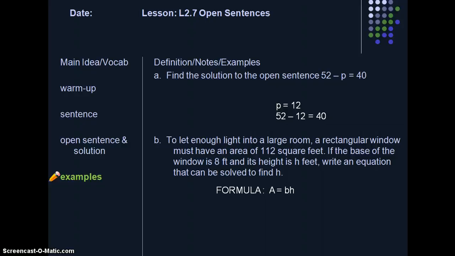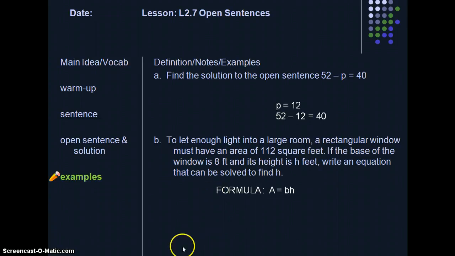In example B, to let enough light into a large room, a rectangular window must have an area of 112 square feet. You'll remember we talked about in class last time that areas are always measured in square units or units squared. If the base of the window is 8 feet and its height is h feet, write an equation that can be solved to find h.